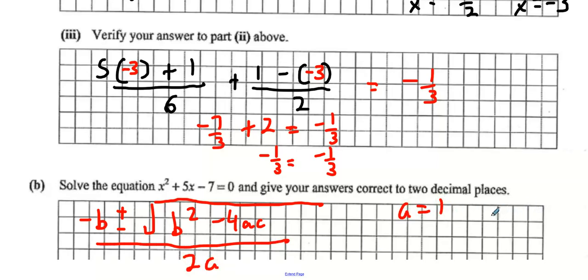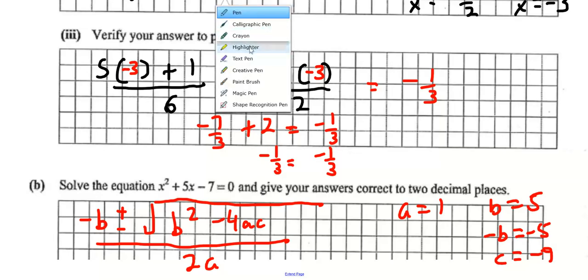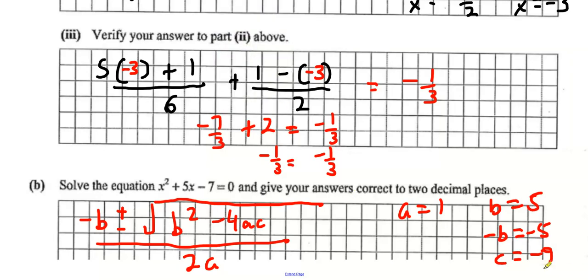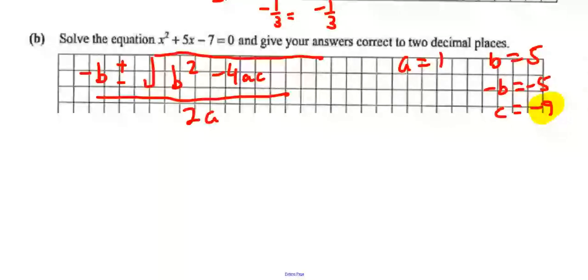a equals 1, b equals 5, minus b equals minus 5, and c equals minus 7. Second biggest mistake that was made, apart from getting the formula wrong, was a lot of you dropped the minus on the 7. You put in plus 7, which caused a lot of hassle for you. You probably got a math error, which means you weren't able to do it. That's because you dropped your sign on the 7.